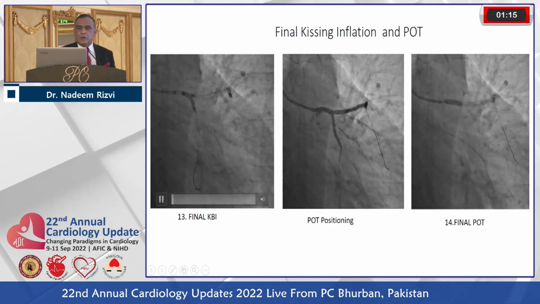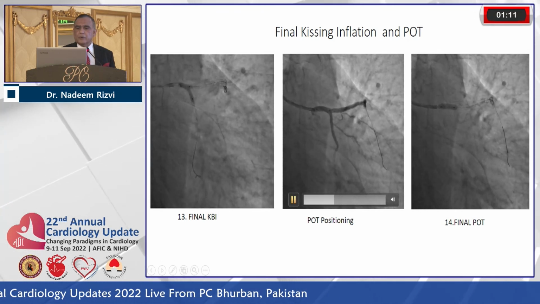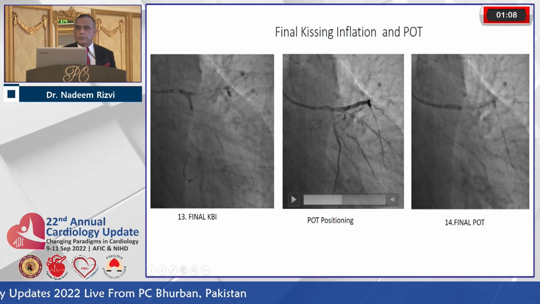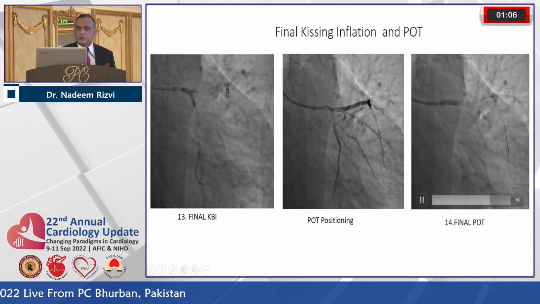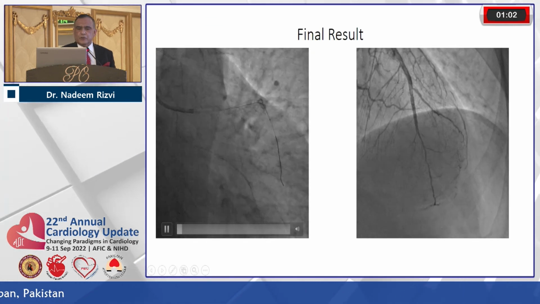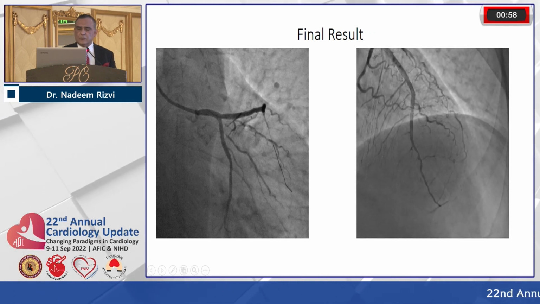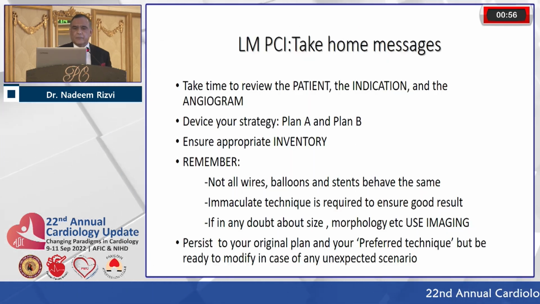Final kissing balloon, then this is important, the POT. Where do you POT? You need to make sure that you POT properly, and then the final POT. Position the balloon and the final POT. And this is just, you should expect a good result. And so this is where, in the interest of time, I'm not going to go through more.